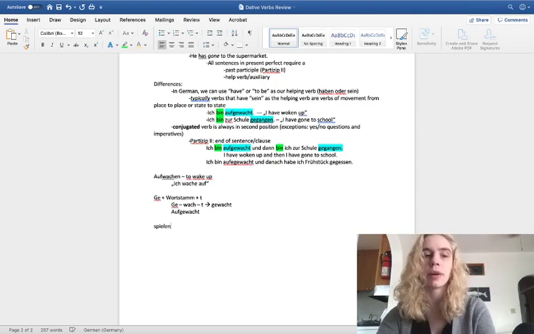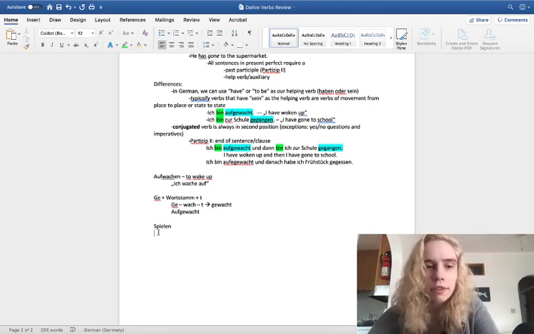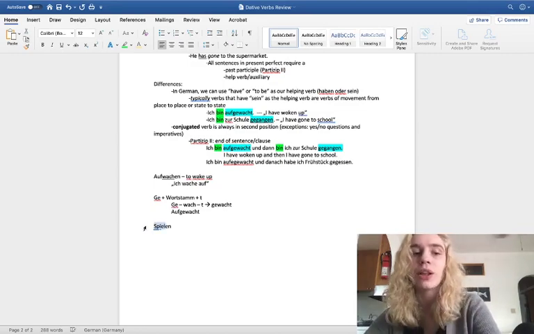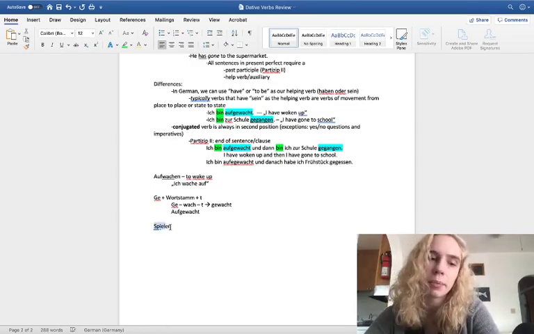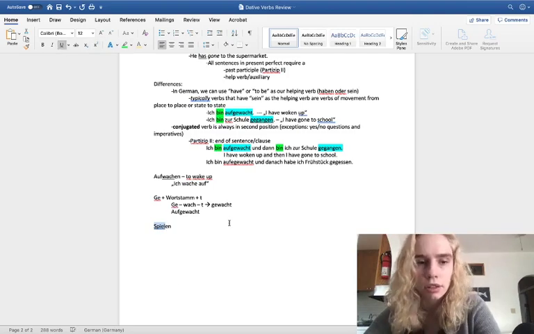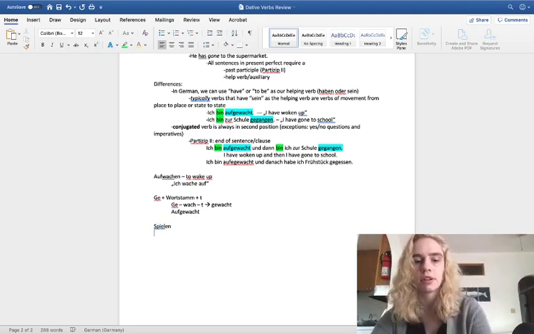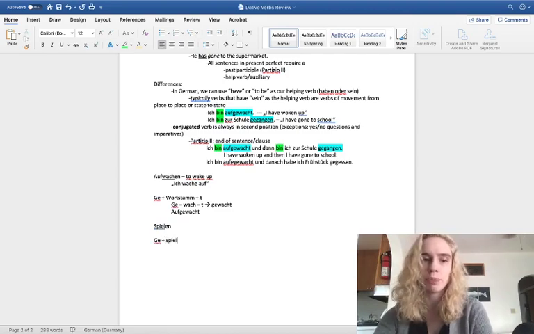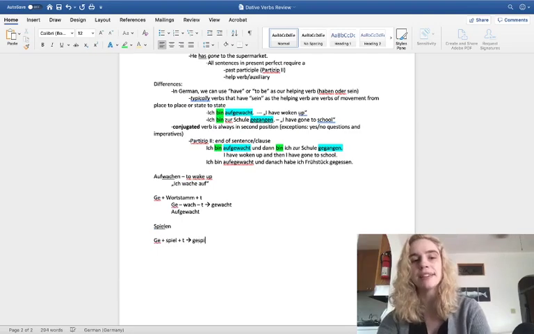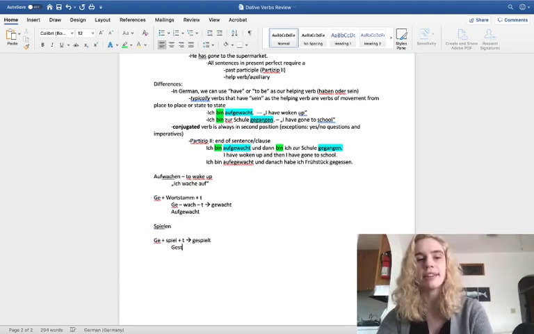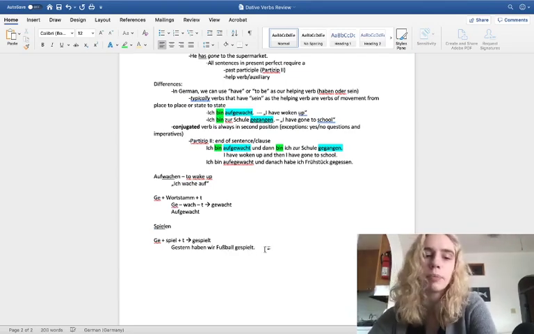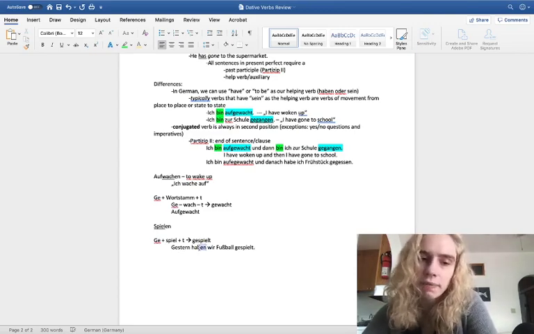Spielen is another regular one. Ich habe Fußball gespielt. So if you recall, the stem of our verb is going to be the part before the en in our infinitive. So ge plus Spiel plus t. Gespielt. Gestern haben wir Fußball gespielt. So yesterday we played football or soccer.